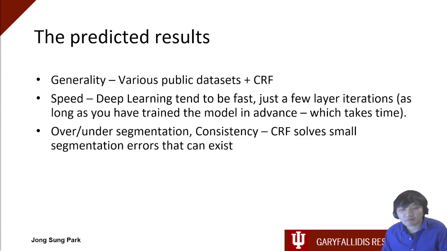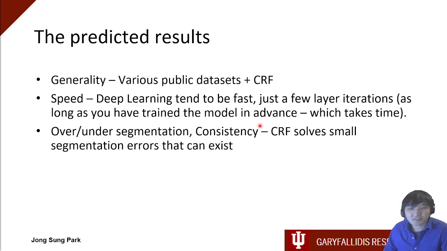So the predicted results would be that, since we use various public data sets to train the model, however, those public data sets' ground truths are usually machine learning algorithm outputs, so they might have errors from the priors of the model, and CRF could be a refinement step that fixes those errors from the priors of the machine learning models.